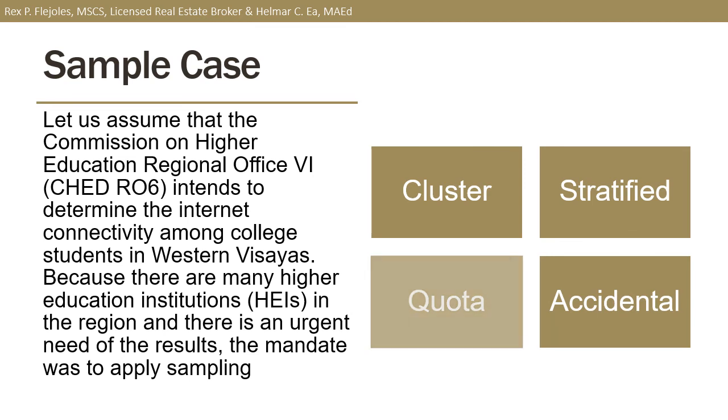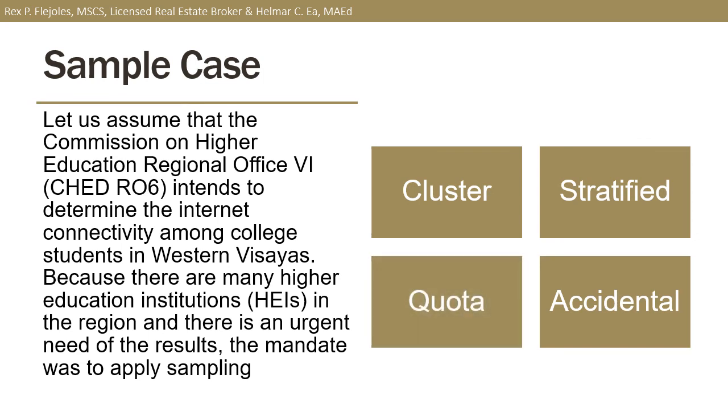Quota sampling may also be employed as the initial technique. With the pandemic, not all school officials and students are easily available. Hence, any college students who are currently enrolled in any higher education institution in Region 6 may be approached until the desired number of students is met.